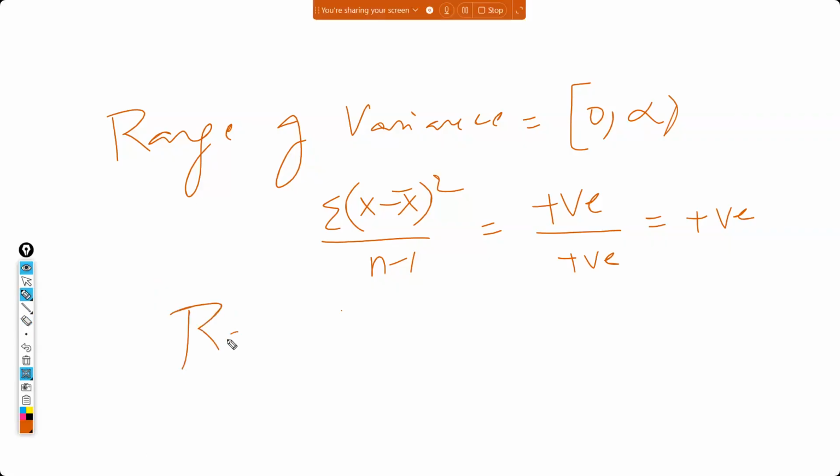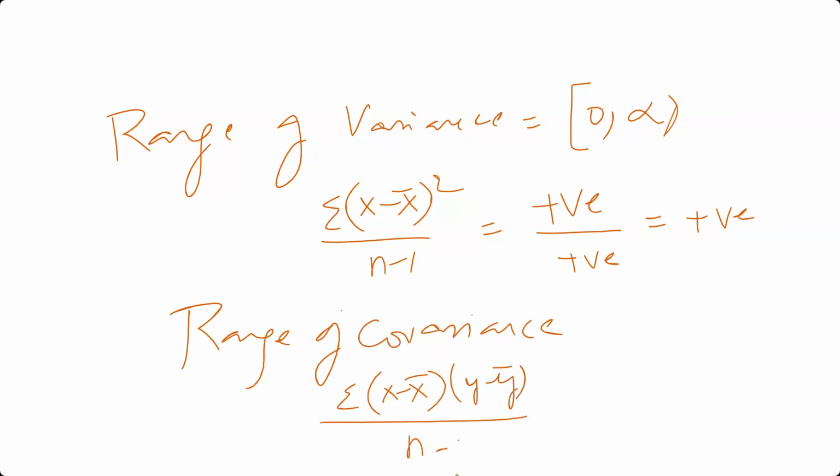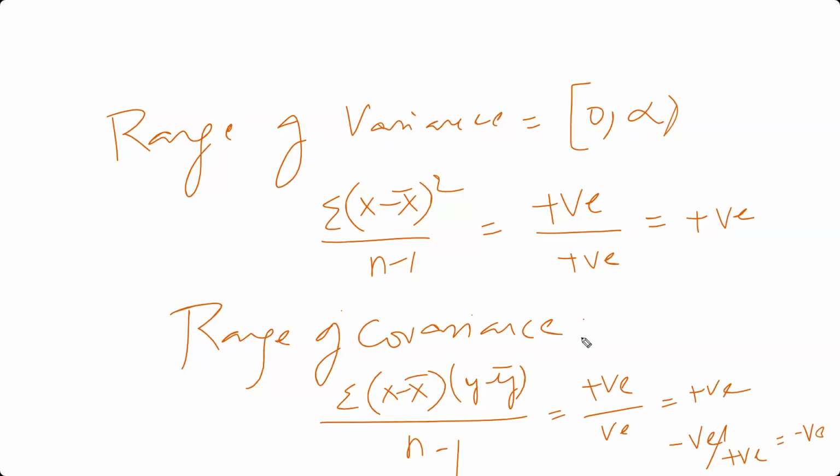Now coming to the range of covariance. In the similar way, what is the range of covariance? Sigma of X minus X bar into Y minus Y bar divided by n minus 1. The numerator can be positive, then in that case you are going to get a positive value. It can be even negative also. Numerator can be negative, divided by a positive number, automatically the output will be negative. So you may get positive, you may get negative. Both are possible. When both are possible, then the range of covariance will be from minus infinity to plus infinity.